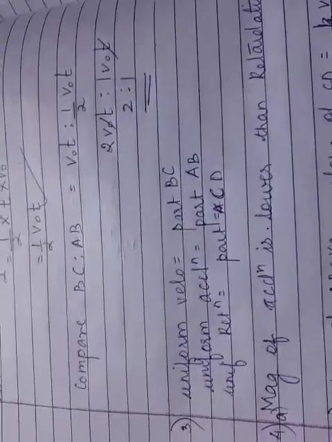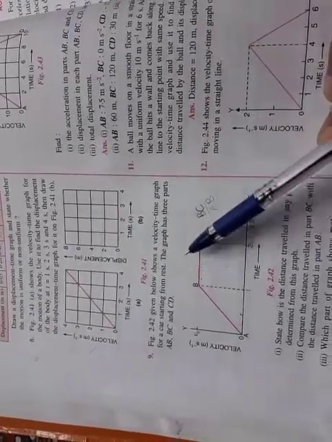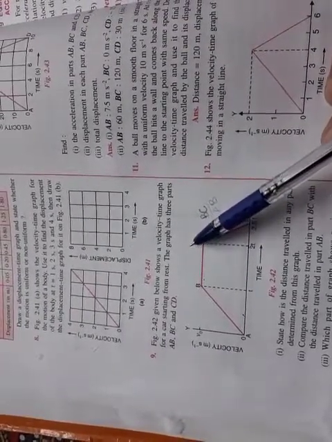Now here we have to show which part of the graph is showing us a uniform velocity. So which part of the graph shows us a uniform velocity? It's part BC. So here we can say uniform velocity, part BC. Then uniform acceleration. What is the uniform acceleration? It's AB. Why uniform acceleration? Because the car is starting here, so we will be taking it as 0. Okay, acceleration will be uniform over here.